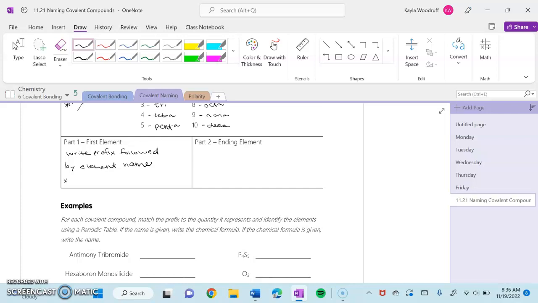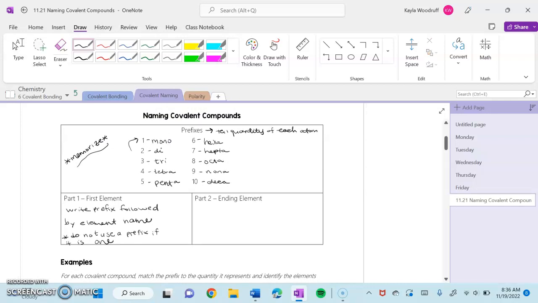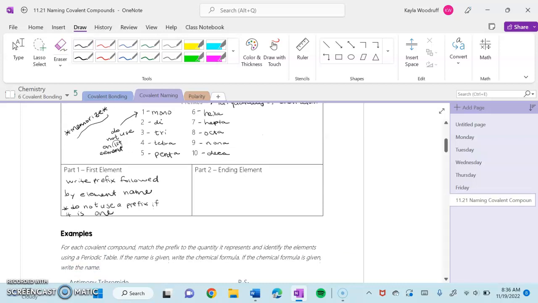Okay. One little note about the first element, we do not use a prefix if it is 1. Okay, so for this prefix 1, do not use it on the first element. If it's 1, it's just implied. So if I had CH4, I wouldn't say monocarbon, I would say carbon. Okay, so do not use a prefix on the first element if it's 1. That's important, the first element. The second one, you use mono to your heart's desire.